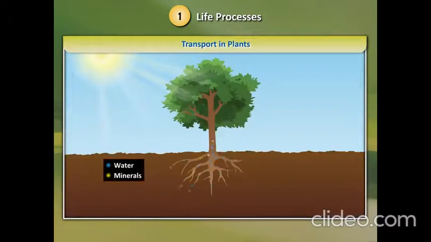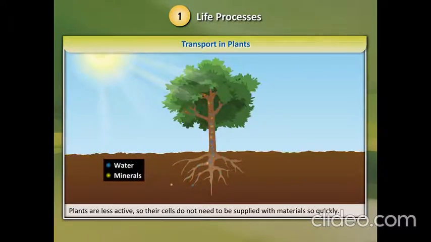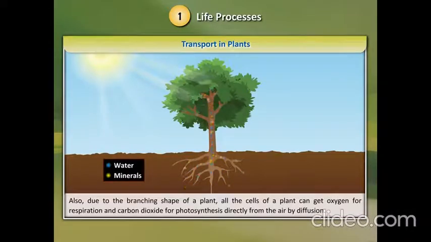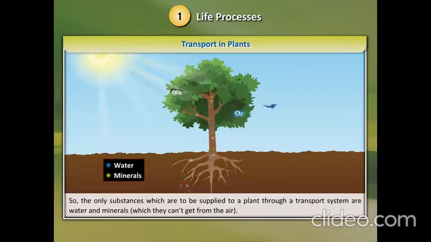Transport in plants. Plants are less active, so their cells do not need to be supplied with materials so quickly. Also, due to the branching shape of a plant, all the cells of a plant can get oxygen for respiration and carbon dioxide for photosynthesis directly from the air by diffusion. So the only substances which are to be supplied to a plant through a transport system are water and minerals, which they can't get from the air.